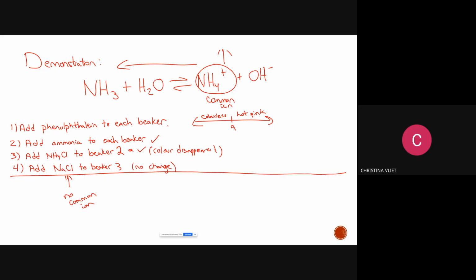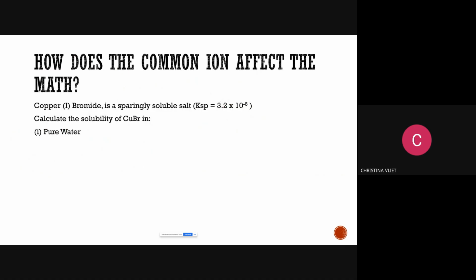All right, I'm gonna go ahead and continue. So what about the math? We're gonna get to how the common ion affects the math. First, it says copper bromide is a sparingly soluble salt. Calculate the solubility in pure water. This means no common ion. This means the same thing as what we've been doing the whole time in the last lesson.